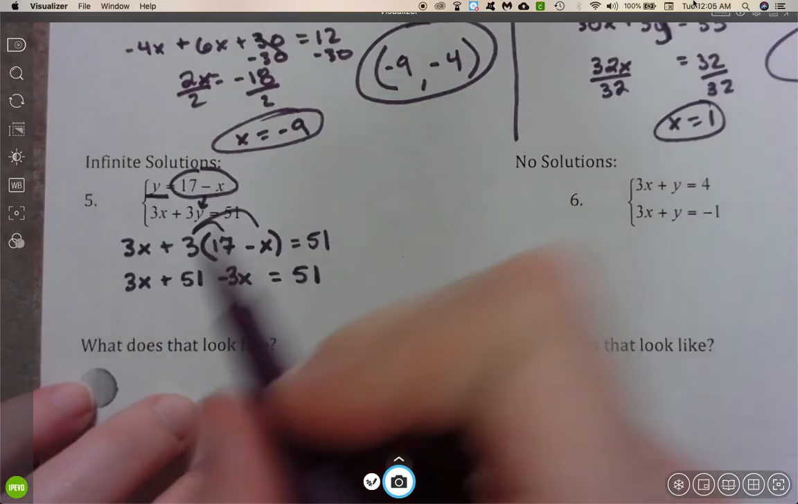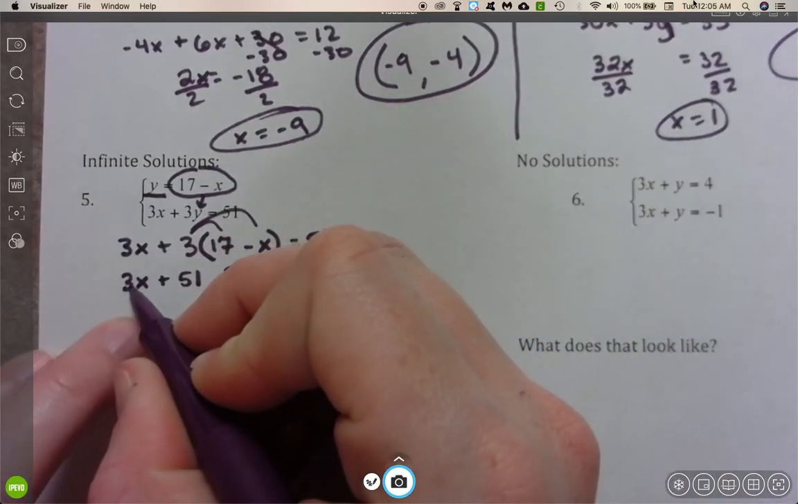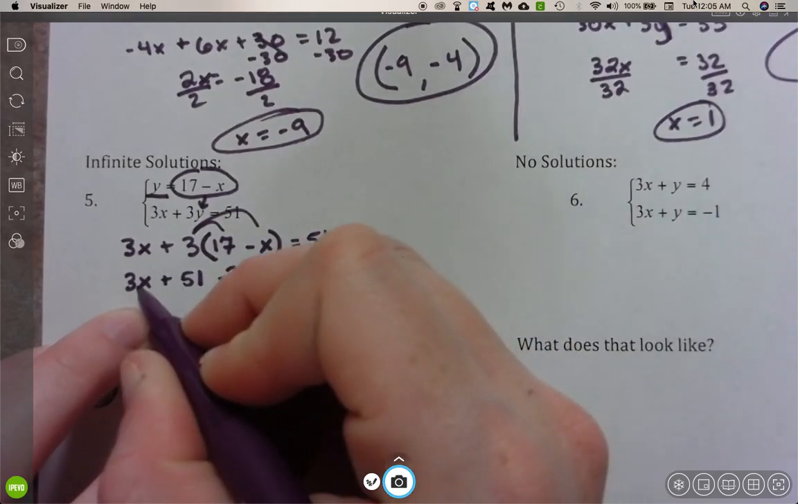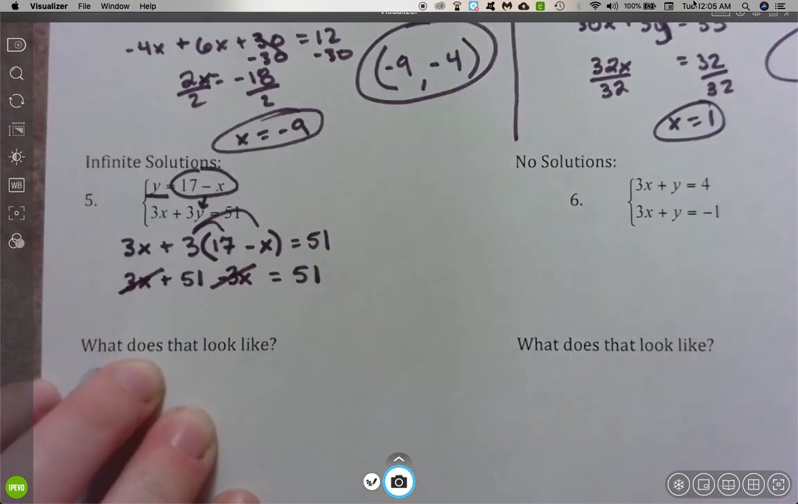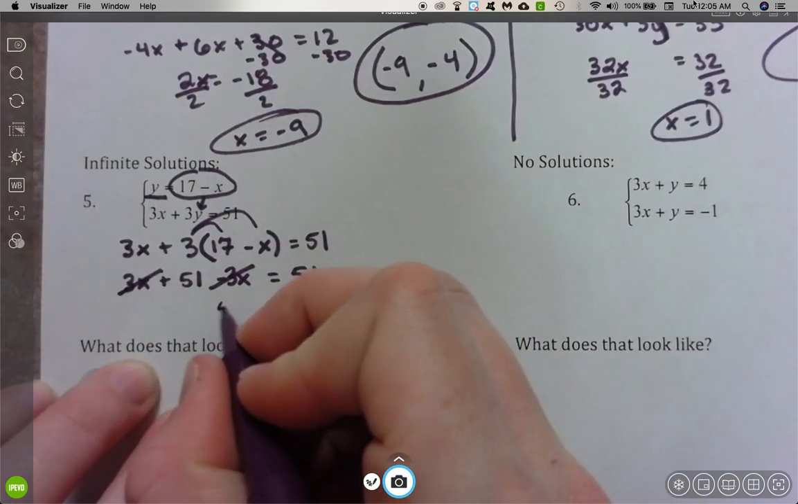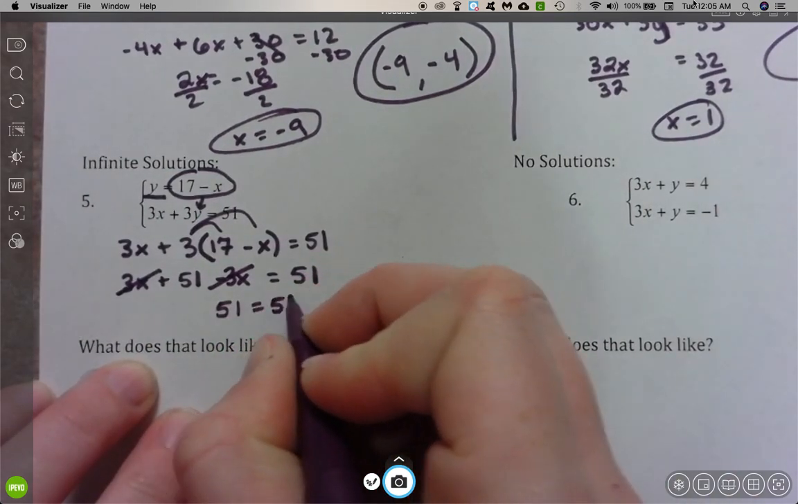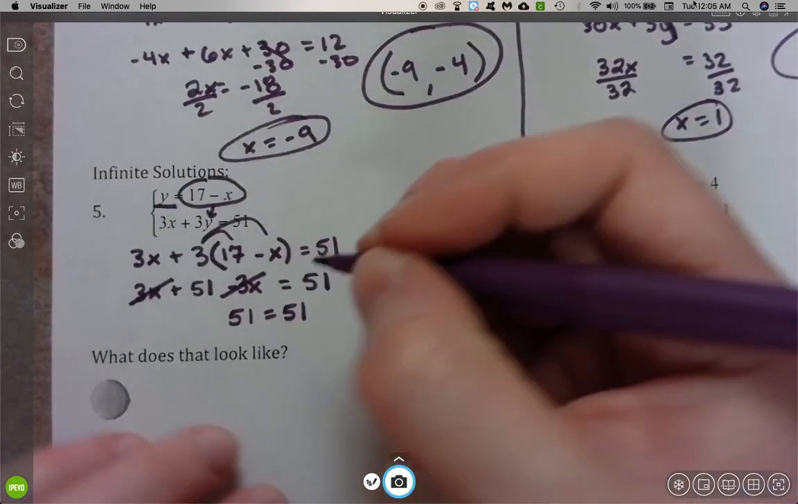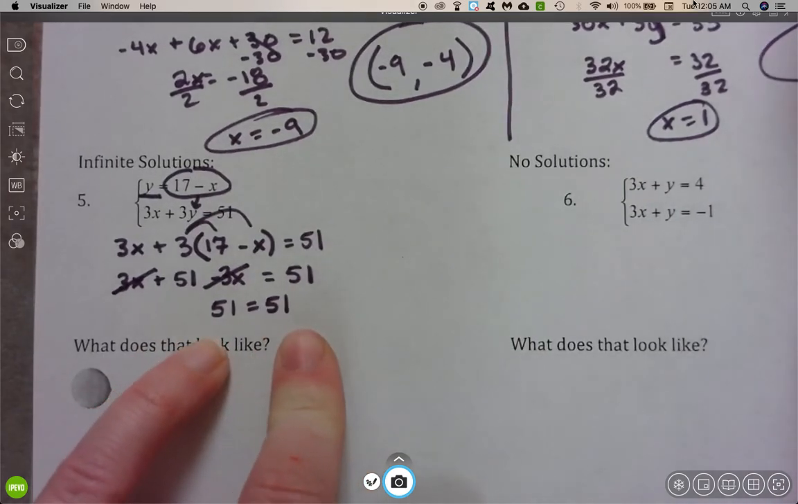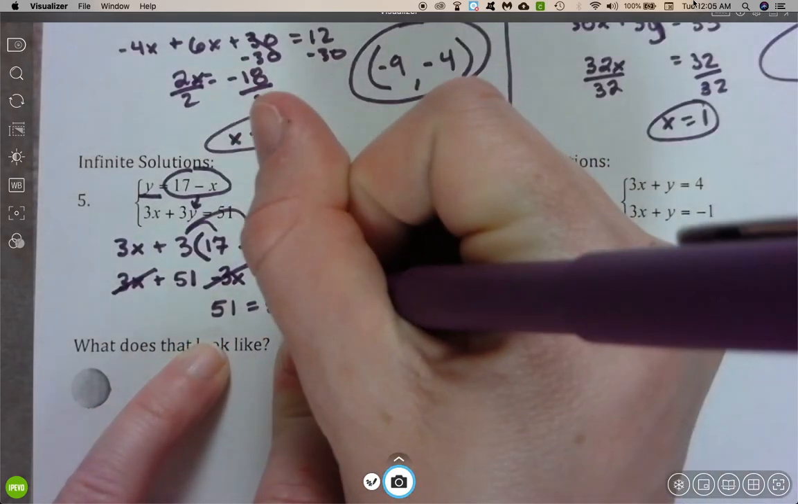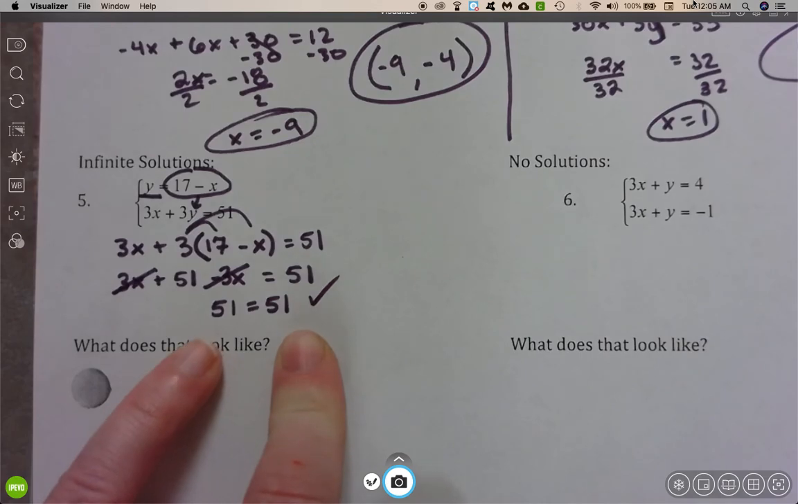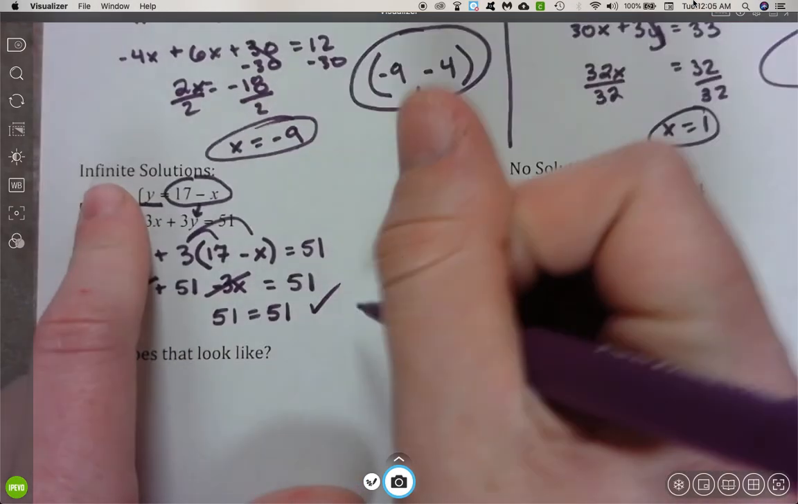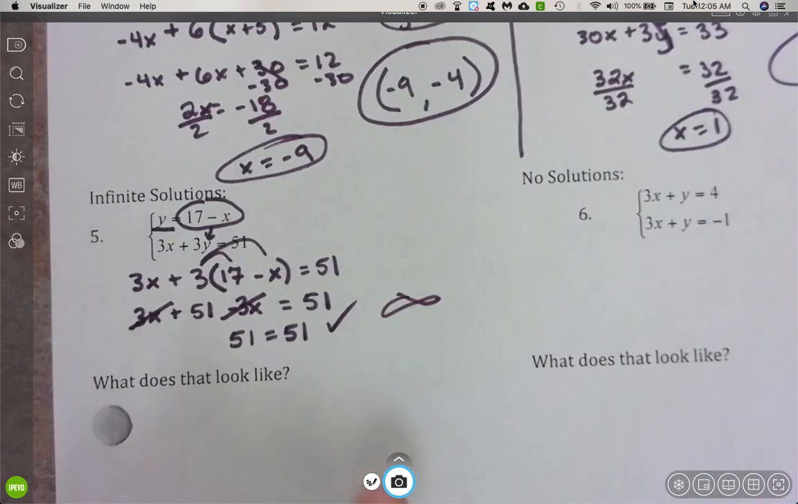So what I have going on here is if I combine my terms, I'll have 3x minus 3x, which will make that go away. Okay, so then I will have 51 equals 51. And you can certainly subtract the 51 over, but when I have 51 equals 51 and I don't have an x left over, we say, okay, well, when does 51 equal 51? Well, 51 is always equal to 51, right? So this is always true, which means I have infinitely many solutions. Okay, there's going to be an infinite number of solutions.